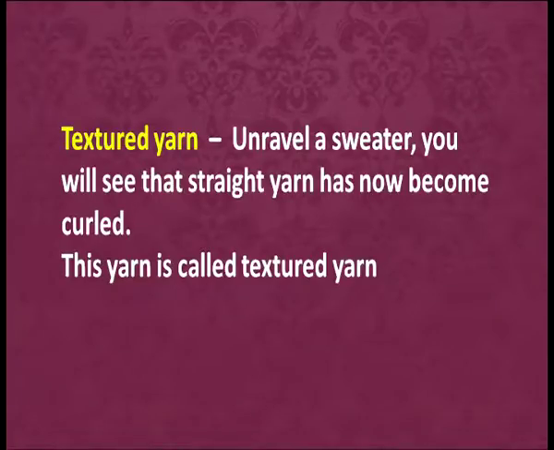So ma'am, we have textured yarn, as you have just told us in the example, that when you unravel a sweater, you will see that the yarn is not straight. Either it has a twist in it so that it will get a crimp effect, or it will form a loop. So if you held it free, it will take some sort of a curl. Yes. So that shows that it is a twisted yarn. And the twisted yarn, we call by a different name, a textured yarn.